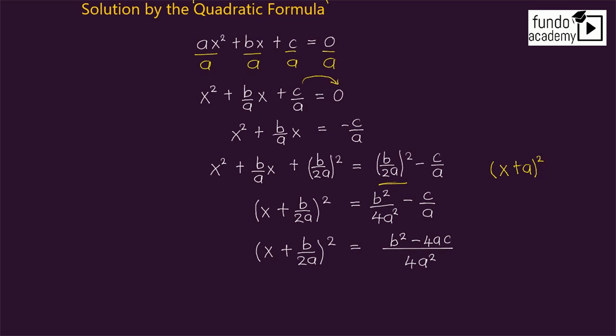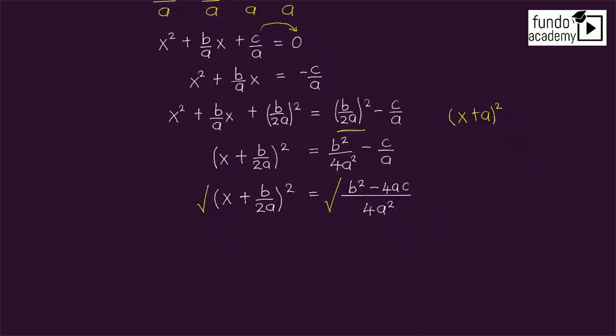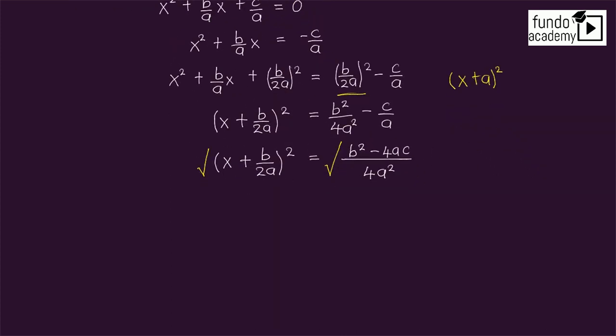Right? And next I can square root both sides, and square rooting both sides, the square on the left hand side will be removed, so that I'll be left only with x plus b over 2a. On the right hand side we'll be having plus or minus the square root of b squared minus 4ac, also divided by the square root of 4a squared. 4a squared is a perfect square, so the square root of 4a squared comes out as 2a, so we'll be having over 2a.